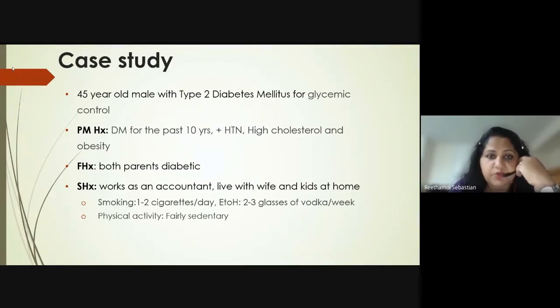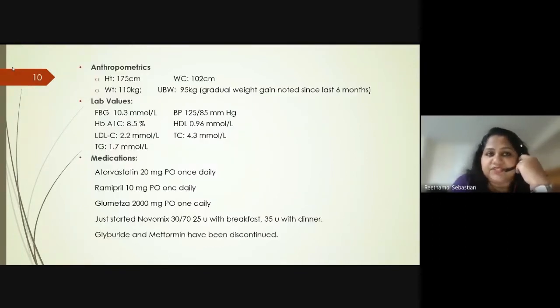Family history, both parents are diabetic. Social history, he works as an accountant, lives with his wife and kids at home. He smokes 1 to 2 cigarettes per day, alcohol 2 to 3 glasses of vodka per week. Physical activity, he's fairly sedentary. He's an accountant and he doesn't do any particular exercise. Okay, anthropometric, height is 175, waist circumference is 102, usual weight is 95. Okay, he has gained approximately 15 kilos in the last 6 months.